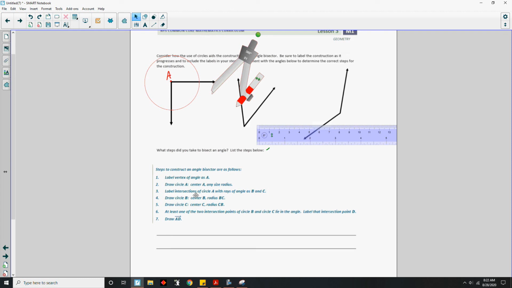Step 3 says label the intersections of circle A with the rays of the angle as B and C. So then I go and I put a point right here, call it B, and put a point right here and call it C. That is number 3. Number 4 says to draw circle B centered at B, radius BC. So you center your compass, which means put the point on B, change the color, rotate it around.